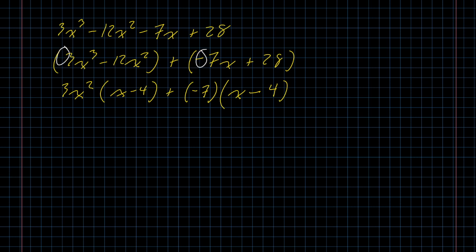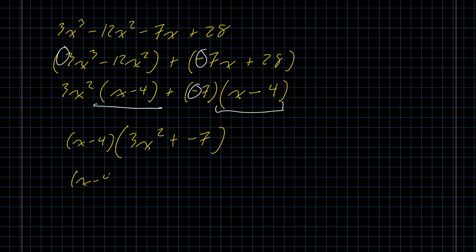Something to pay attention to: when you break out your two groups, you will very often end up in a situation like this, where one of the groups has a positive leading term and the other group has a negative leading term. Factor out the negative in your grouping that has the negative leading term. Then those binomials that are left behind, x minus 4 in this case, are the same thing. That gets factored out, and it leaves behind 3x squared plus negative 7, which we would probably just write as 3x squared minus 7.